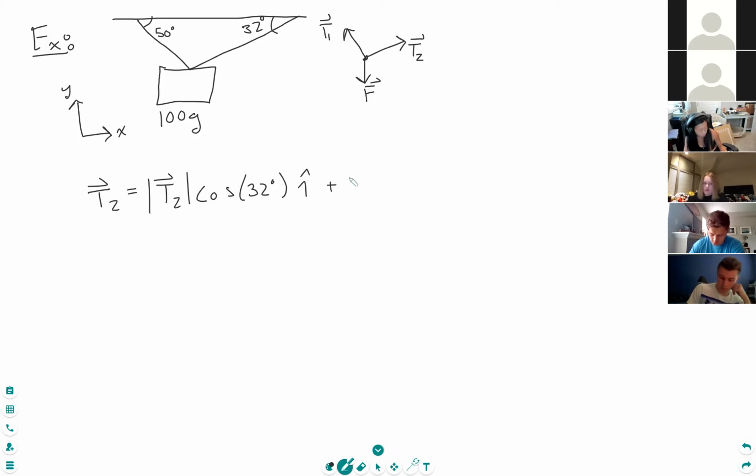Now for my j component, or this y component, I need to multiply that hypotenuse, or the magnitude of T2, by sine of 32 degrees. And this is in the j hat direction, or the y direction. Okay.